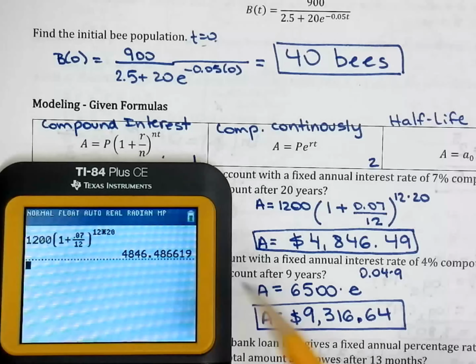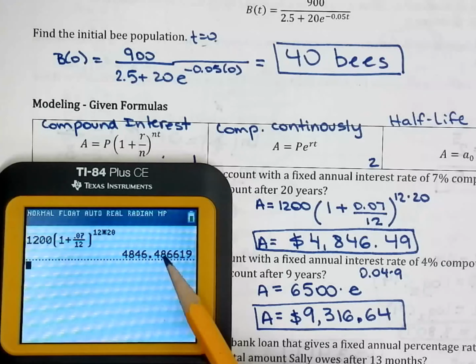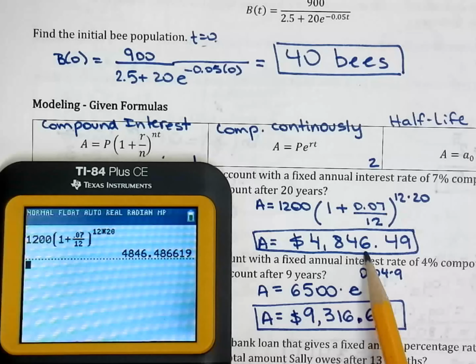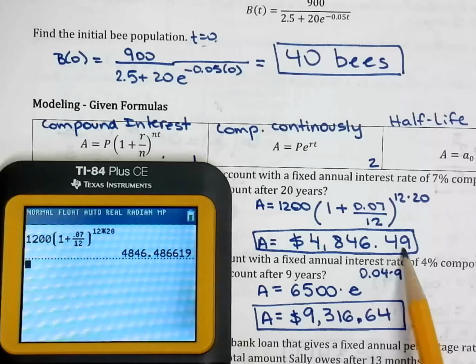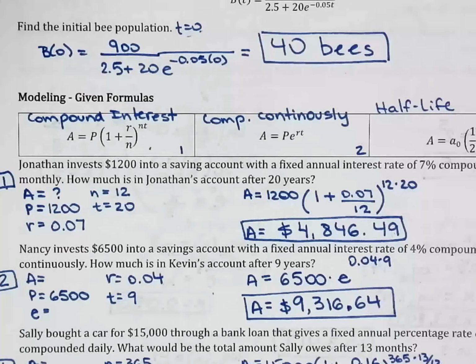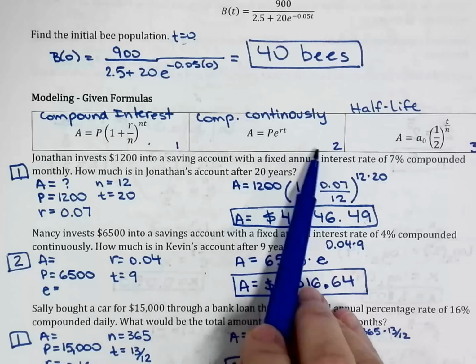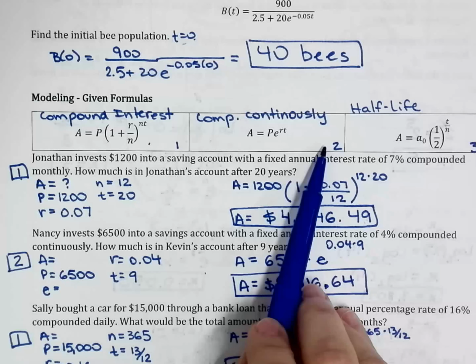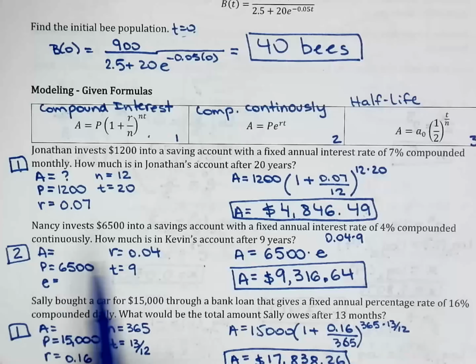And since we're talking money, we need to round that to 2 decimal places. So 4,846 and 49 cents right there. So the next one, it says right there, compounded continuously. So the continuously, I need to choose the second equation right there. So that's what that number 2 is doing there.